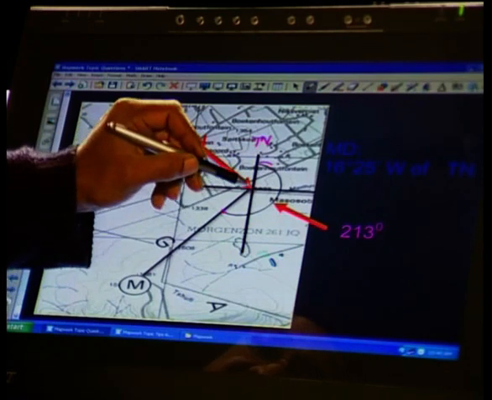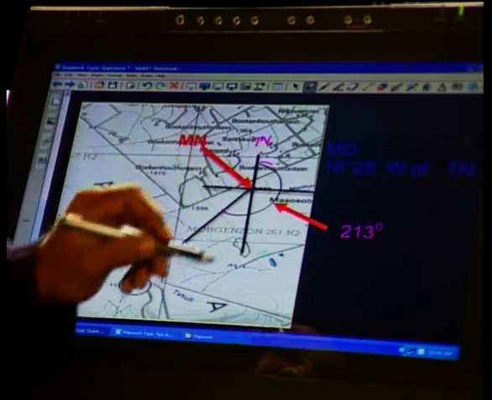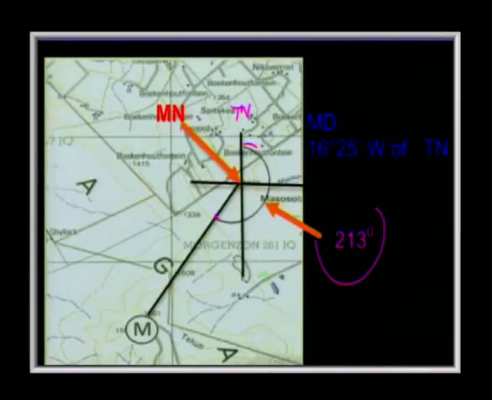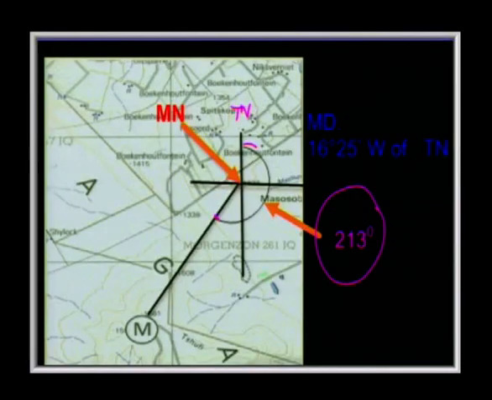When I measured from the true north line going towards that line there, this line actually joining the two spot heights, I measured my answer as 213 degrees approximately. We give you about one degree off. That's about it in terms of measuring true bearing. Okay? That's the first step.